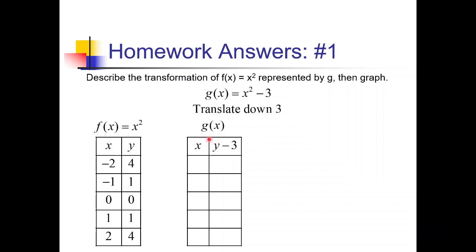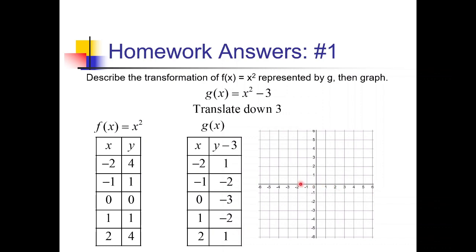So now for the x's, we've still got -2, -1, 0, 1, and 2. For the y values now, let's subtract 3. So 4 minus 3 is 1. Then we have -2, -3, -2 again, and 4 minus 3 is still 1.